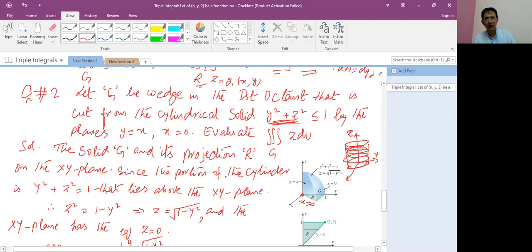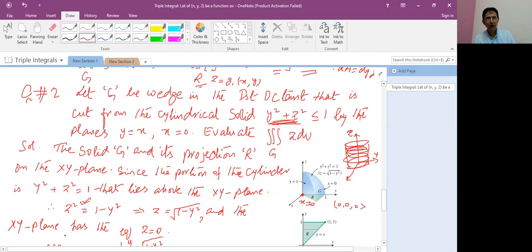Student, first we will draw the diagram. With the help of the diagram, we will first find what z is. So z square is equal to 1 minus y square, and z is the square root of 1 minus y square. We take only the positive because on the xy plane this z value is 0, because this point is called the origin. So z is 0, y is 0, x is 0.